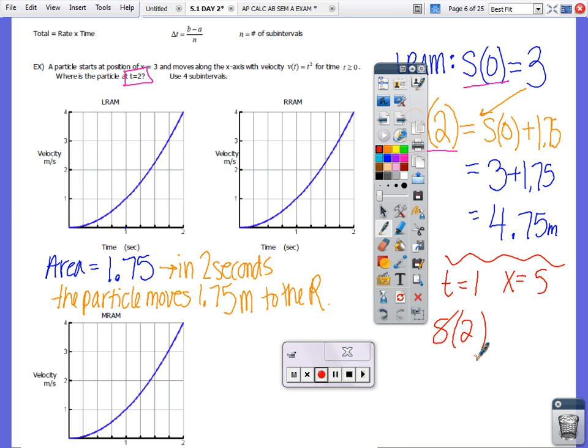Anyone? So at time equal to 1, I'm at a position of 5. I want to now know what's my position at 2 seconds later. So not at time equal to 1, at time equal to 2. Okay, Anthony, go ahead, give it a go.